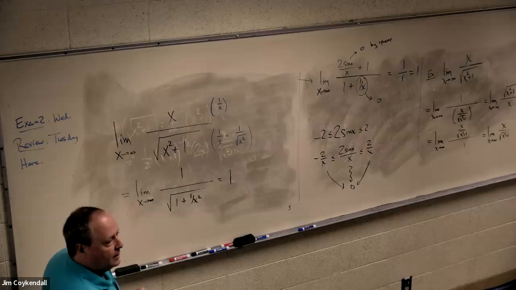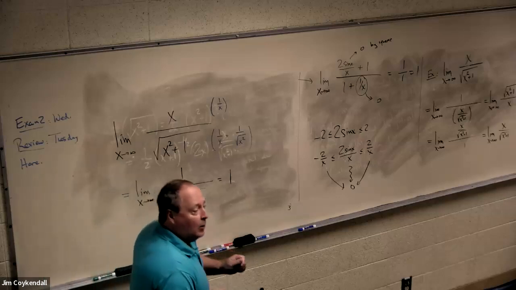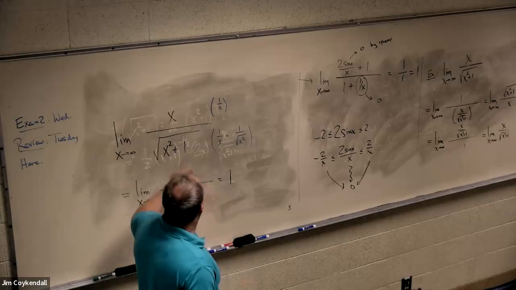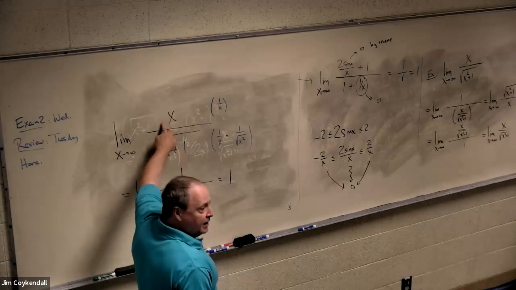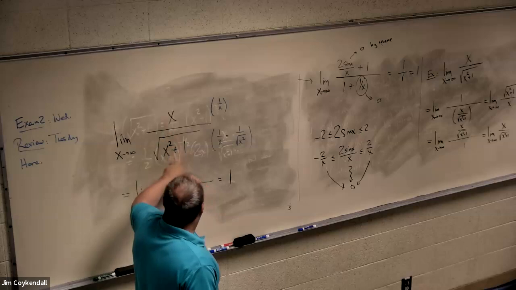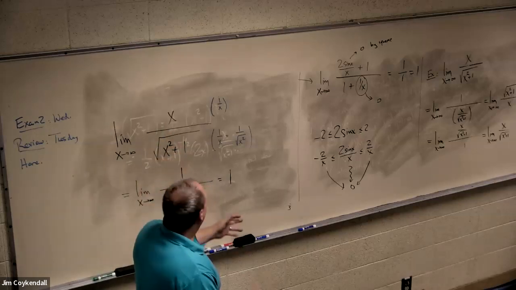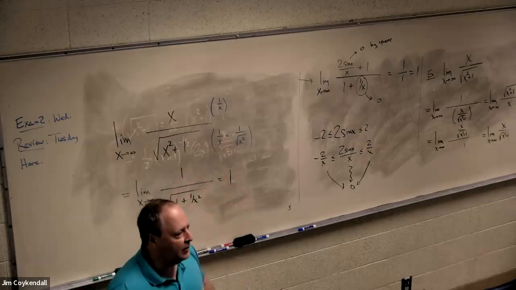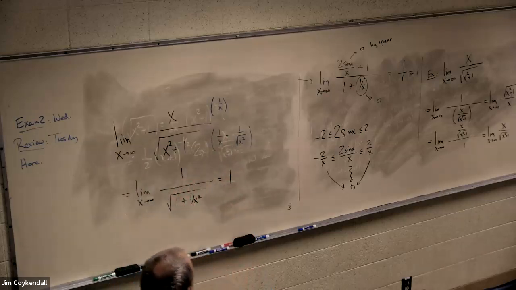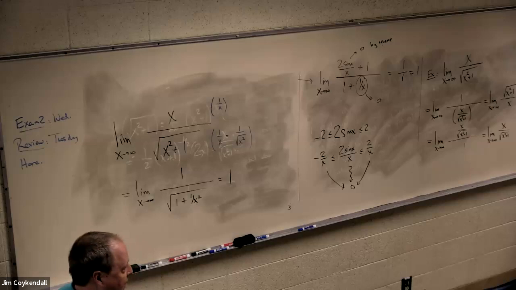Yes. Why did you choose 1 over x? Because that's the biggest power that I see on the top and the bottom. Everybody agree? Do you agree that x is the first power here? And this does look like an x squared, but then I take the square root of it. So it's sort of like x is the first power.